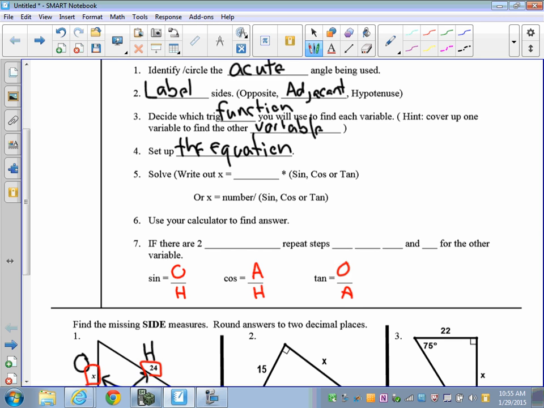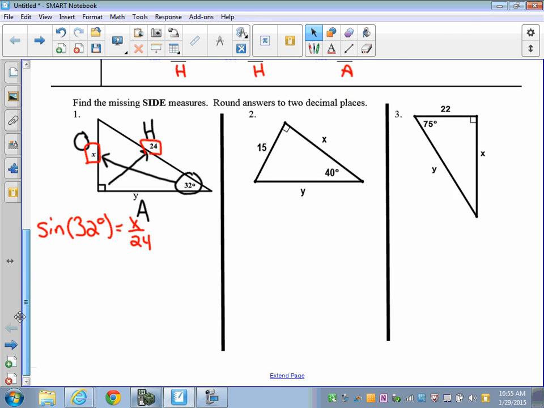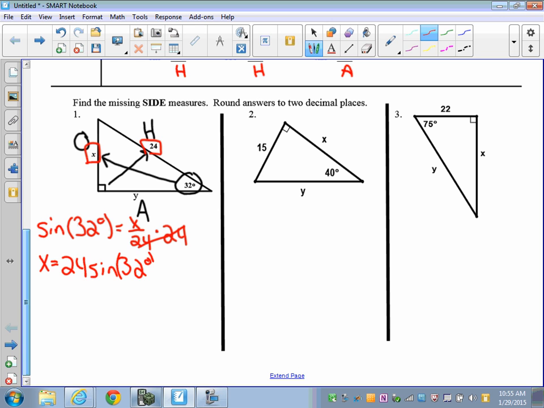Step 5, we solve. We either write x out as the number times sine, cosine, or tangent, or it'll be the number over sine, cosine, or tangent. So to solve for x here, I need to multiply both sides by 24. So I'm going to have x is equal to 24 sine of 32 degrees.